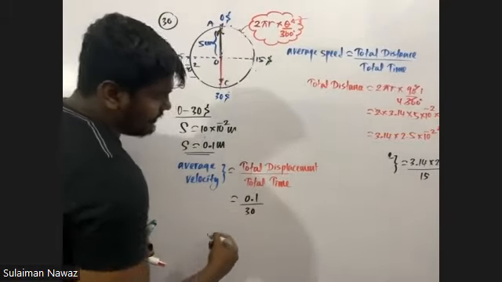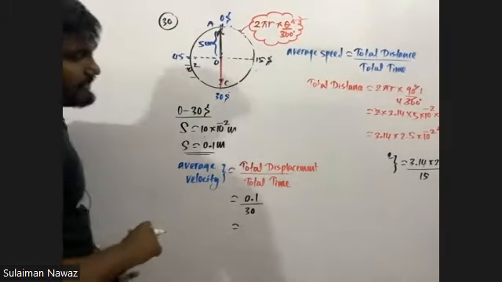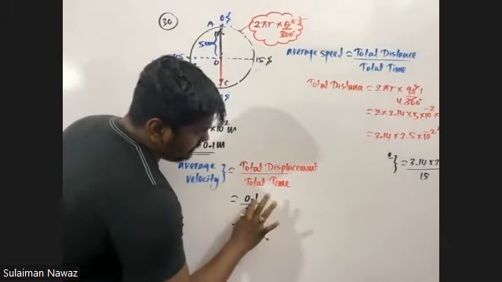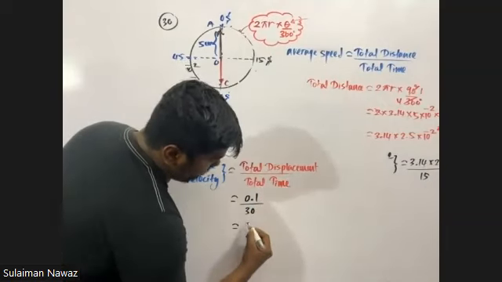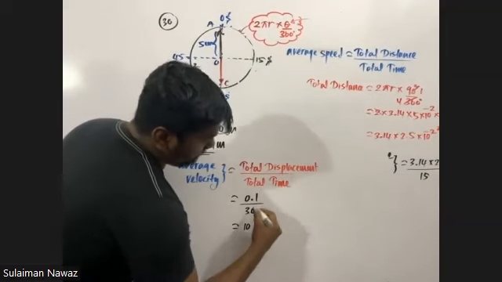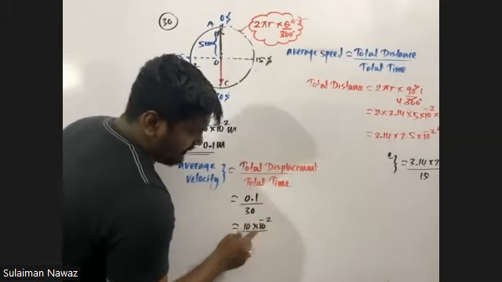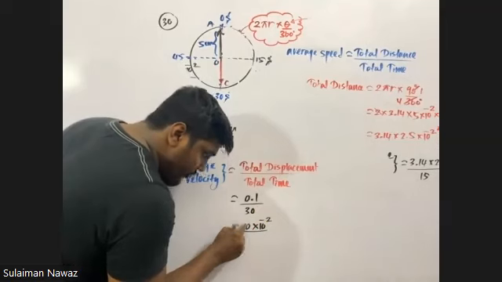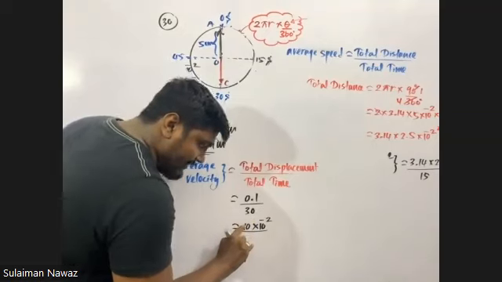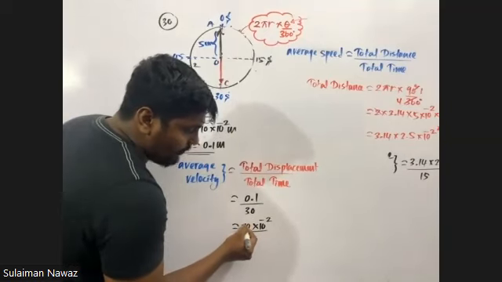30 seconds. What is the answer? 0.1 over 30. So I can write down like this. 0.1 over 30 means I can write down this 0.1 as 10 into 10 to the power minus 2. Why? Because minus 2 means again it will be 0.1.